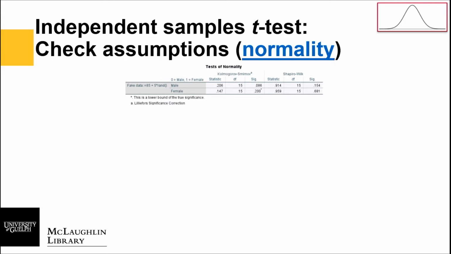We can scroll to where it says tests of normality. This gives us a statistic to check whether we have met our assumption of normality for each of our 2 groups, our male group and our female group. This gives you 2 different options for normality.